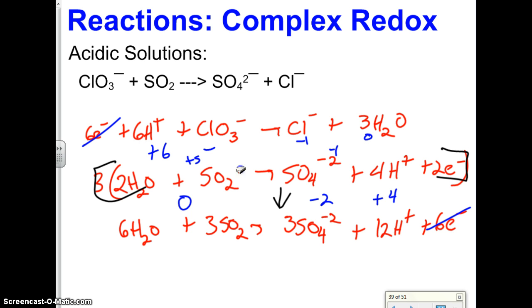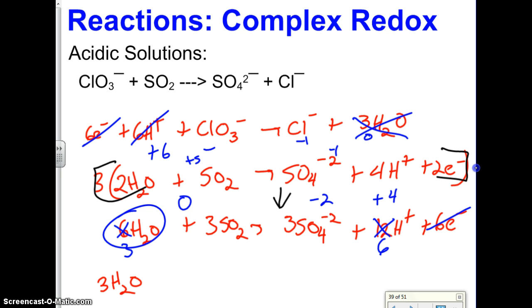Now check this out. We have 6 hydrogen ions and 12 hydrogen ions. So we know we can cancel out 6, and 12 is going to drop down to 6. Also our waters, 3 waters, 6 waters. So 3 cancels out. And our 6 is going to drop down to 3. So now we can add everything together with what's left over. Well, I have 3 waters left on this side, which is coming from here. I have 1 chlorate ion, which is coming from up here. 3 SO2s.